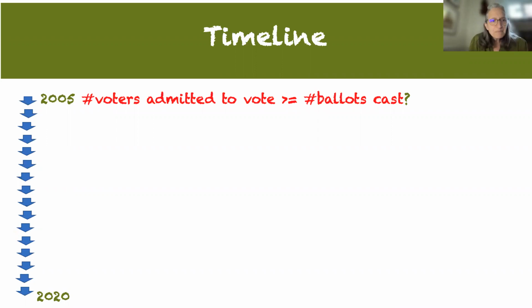And I thought, well, was the number of voters admitted to vote greater than or equal to the number of ballots cast? At that point, I knew enough about elections to know that the number of voters admitted to vote is a number you can get from the voter file, which is one source of data. And the number of ballots cast is something you can get from the election results, which is another source of data. So you have these two independently collected sources of data, generally in very different computer systems.